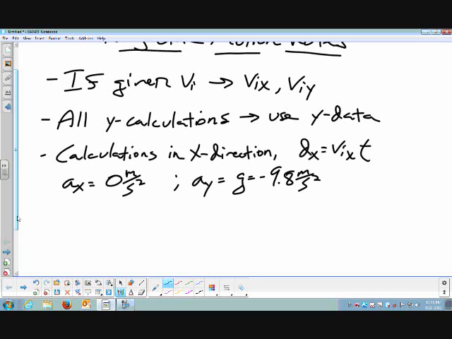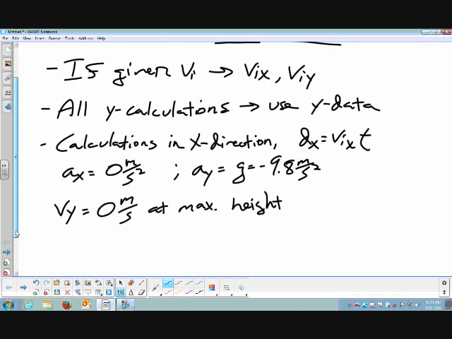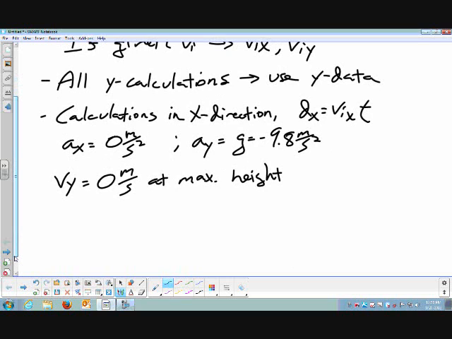Couple of other things that, regardless of the scenario, are always going to be applicable. The velocity in the y is 0 at maximum height. This is one of the few places where a velocity component is 0, and I'm going to talk about another one in just a second. A lot of kids want to say the velocity is 0 when it hits the ground, and we never consider the velocity when it hits. It's always the velocity right before it hits.